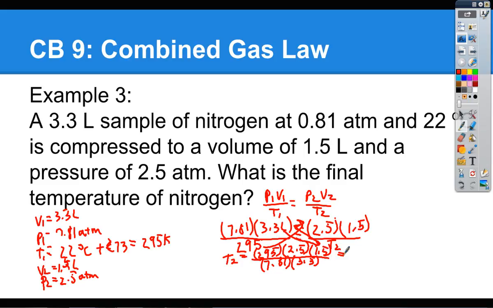Okay, so now we're ready to take our calculator. We're going to put this through. We're going to say 295 times 2.5 times 1.5, and then divided by 0.81, and then divided by 3.3, because 3.3 is on the bottom. So again, it's 295 times 2.5 times 1.5 divided by 0.81 divided by 3.3. And your new temperature is 42.9 K. So pretty cold temperature there.